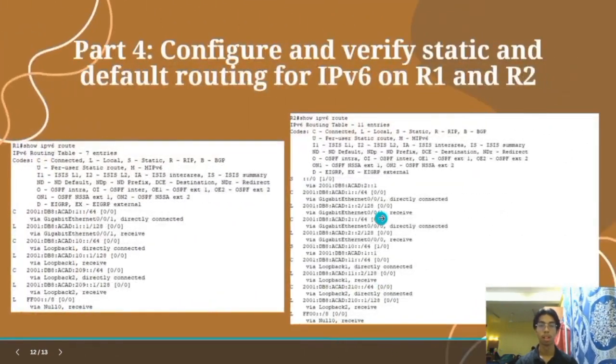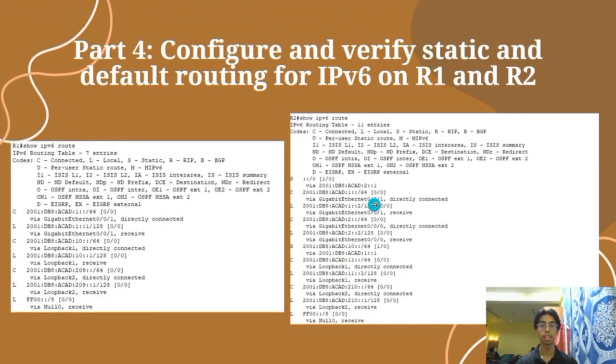Next, continue to part 4, configure and verify static and default routing for IPv6 on router 1 and router 2. On router 1, we're going to use the command show ipv6 route, and it's going to show us all the information, like connected, static route, IS-IS L1, ND default, OSPF intra, OSPF NSSA, and so on. And then we're going to go to router 2 and use the command show ipv6 route. It's going to give all the information needed for us to verify and configure the default route.